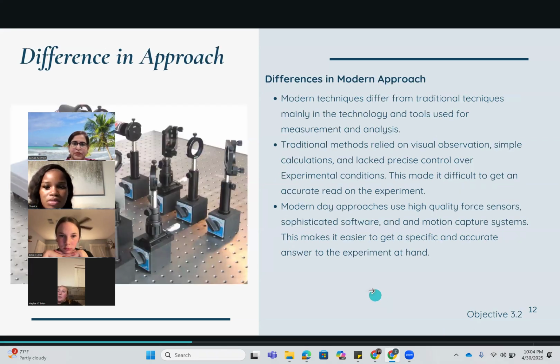And then just some differences. Modern techniques differ from traditional techniques mainly in the technology and tools used for measurement and analysis. The traditional methods relied on visual observation, simple calculations, and lacked precise control over experimental conditions. It made it really difficult to get an accurate read on the experiment. But in modern day, we have high quality force sensors, sophisticated software, and motion capture systems. It makes it a lot easier to get a specific and accurate answer to the experiment.